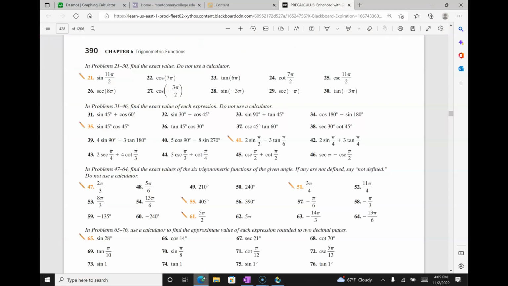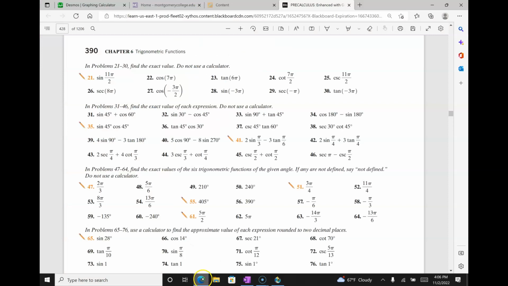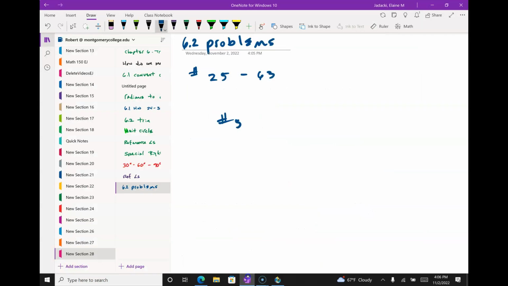So number 53, it says find the exact values of the 6 trig functions at 8 pi over 3. So theta is 8 pi over 3. And I want to find sine of theta, cos of theta, tan of theta, cosecant of theta, secant of theta, and cotangent of theta.